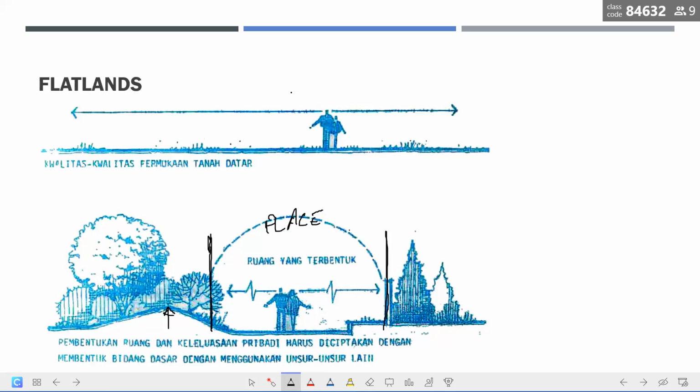Well, flatlands, if you let it be, then this could fall into the category of a placeless space or a placeless area. Whereas this, you actually have a well-defined space and a well-defined place through the introduction of vegetation and other elements.